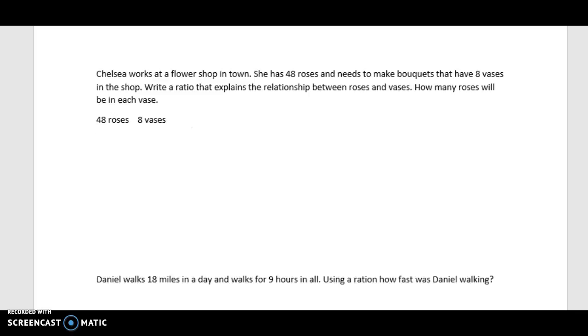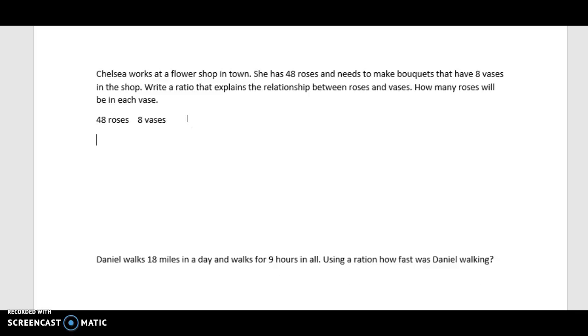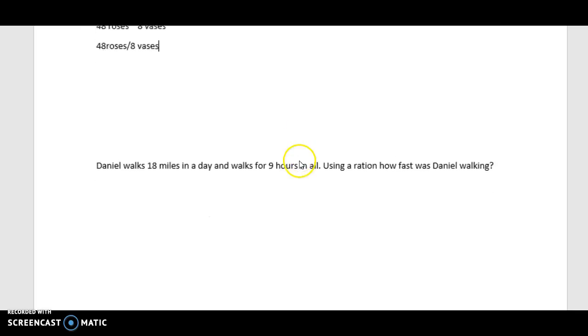Luckily for us, these numbers are pretty clear and pretty easy, but we'll set it up as 48 over 8. 48 roses over our 8 vases. And now we have a ratio of roses to vases. Let's go ahead and look at this one.